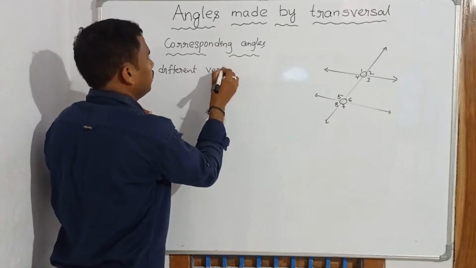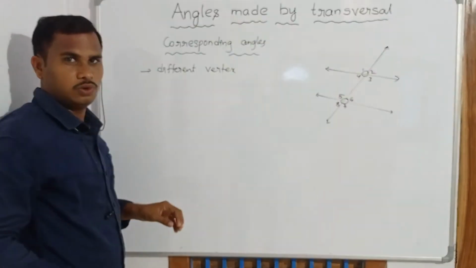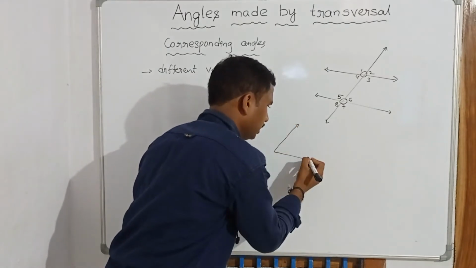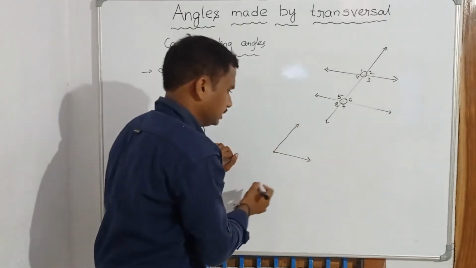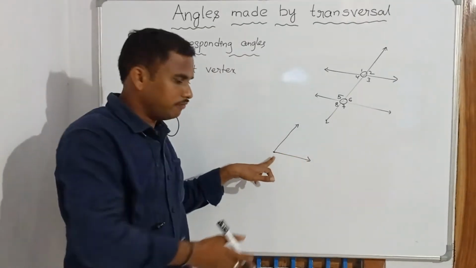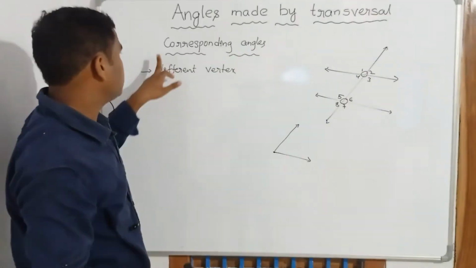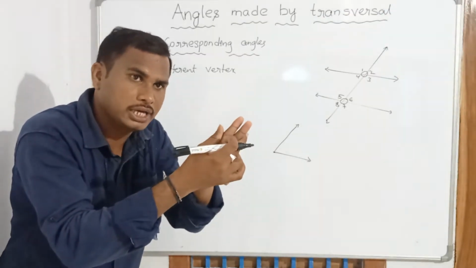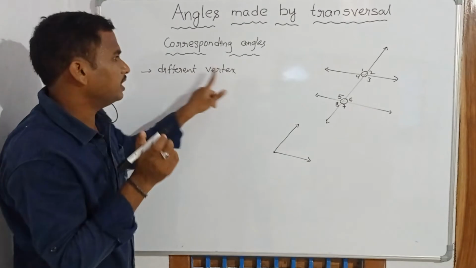Different vertex. We know vertex. For example, this is an angle. This is the vertex. This is called an arm. Two arms and one vertex are there. Corresponding angles: if two angles are corresponding, the first point is different vertex.